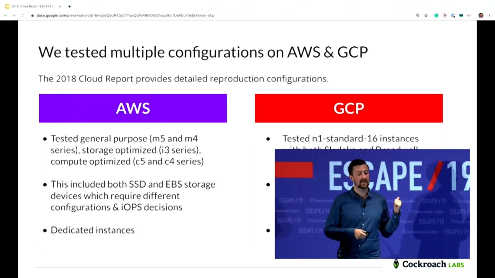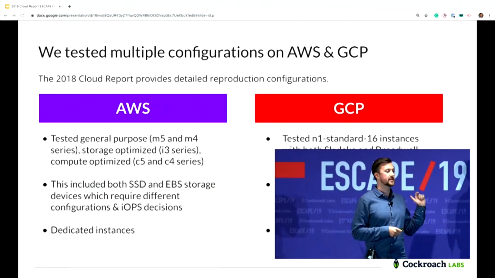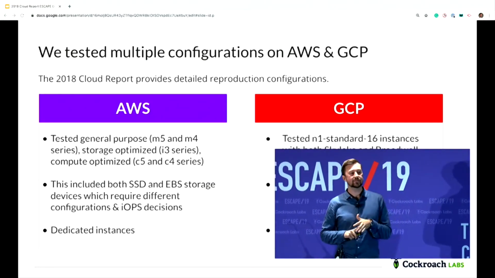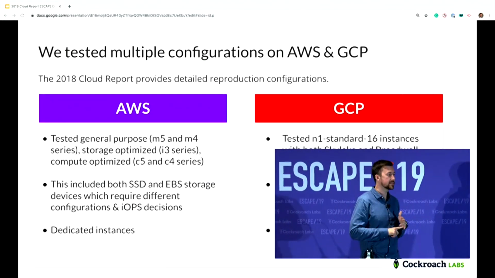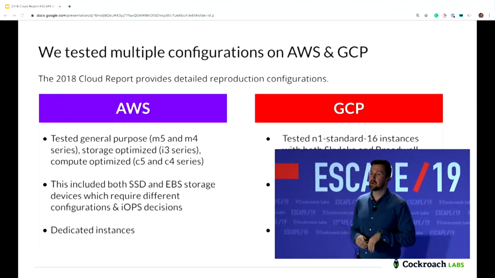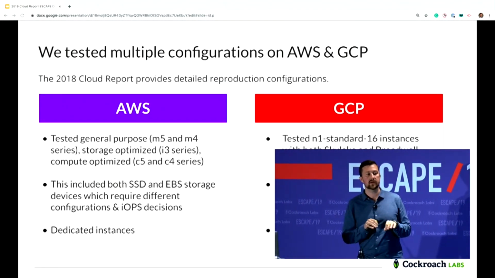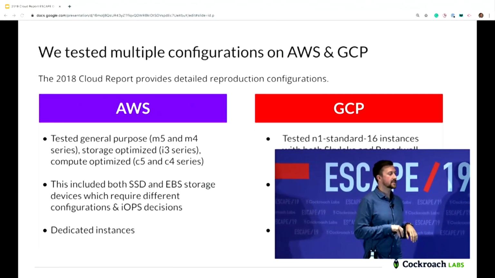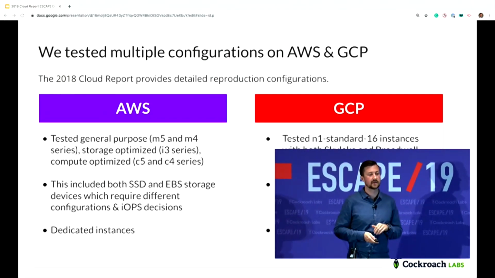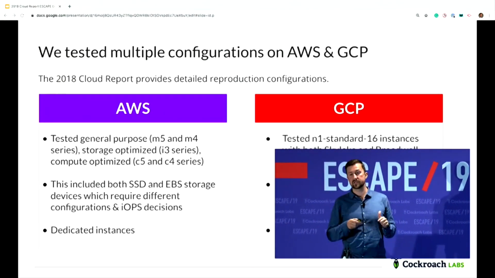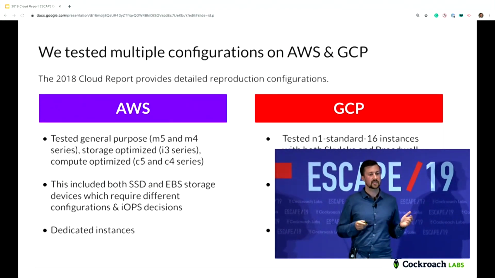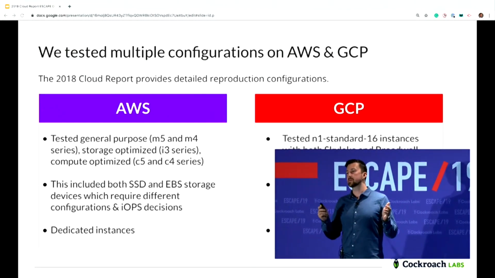In the cloud report we did last time, we tested a bunch of different types. On AWS, we tested the general purpose, the compute optimized. We tested storage optimized. On the GCP, we tested different processor types. We tried to hold things as consistently steady across both as we could. And we tried to look at both persistent disk, SSDs, and different configurations here. This is actually just scratching the tip of the iceberg here. And one of the things that we have in the 2020 report is many more machine types tested.